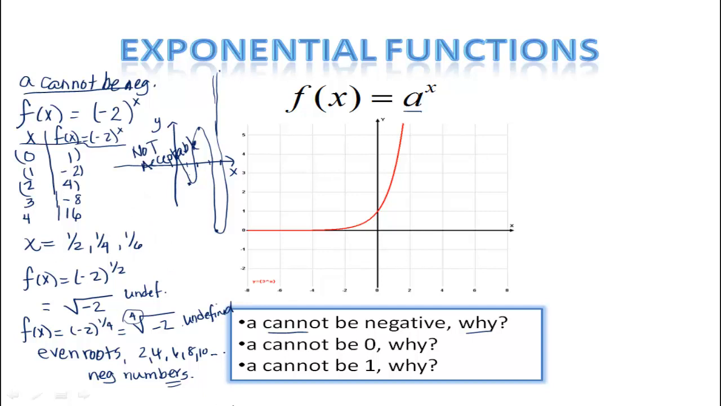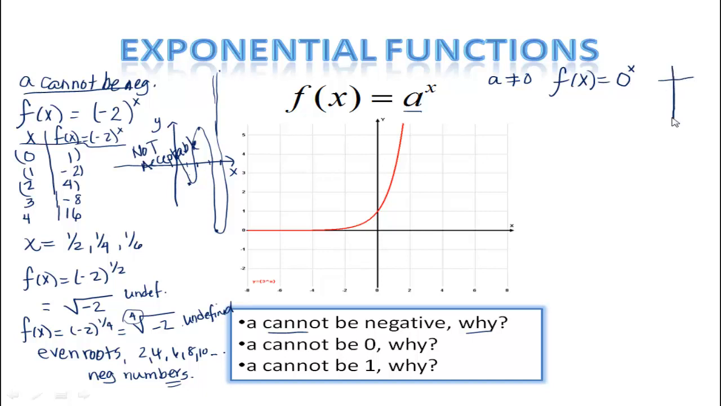Two reasons. A cannot be 0. Why can't a be 0? I'm going to explain it up here. A cannot be 0. There are also 2 reasons for this. Imagine f of x is equal to 0 to the x power.